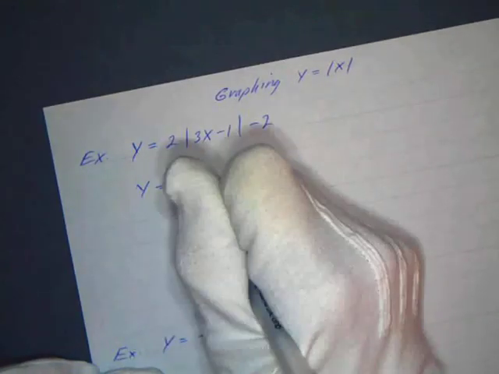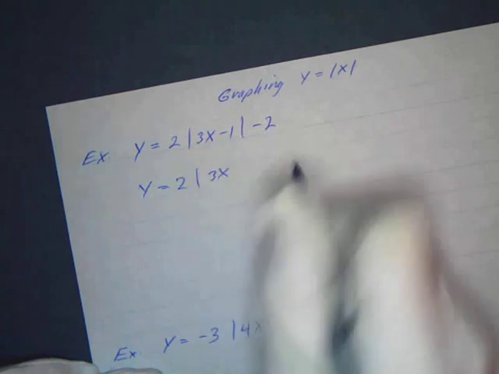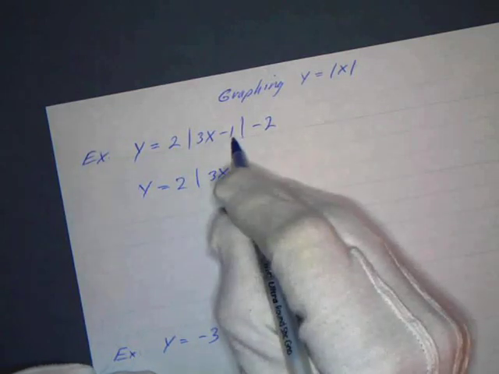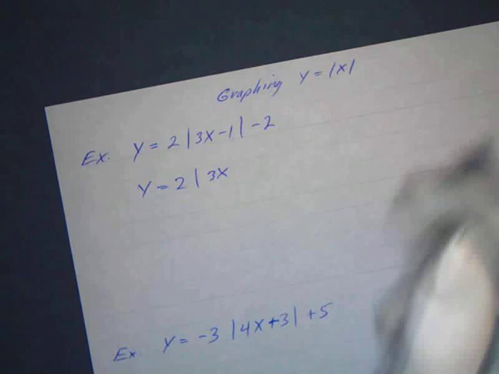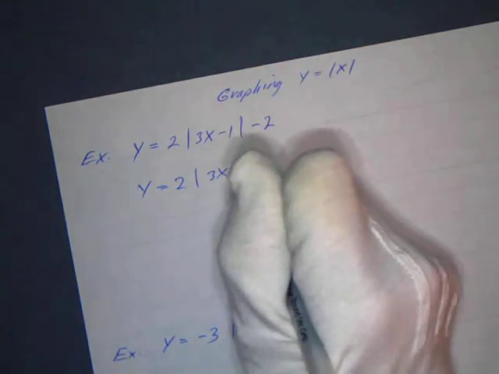Because we've got a 3 in front of the x, so we'll rewrite this. Y equals 2 times the absolute value, and I'll just say 3x. And then I want to get a number here that I can divide a 3 out of the top, so I can just write 3 over 3. And that should do it.